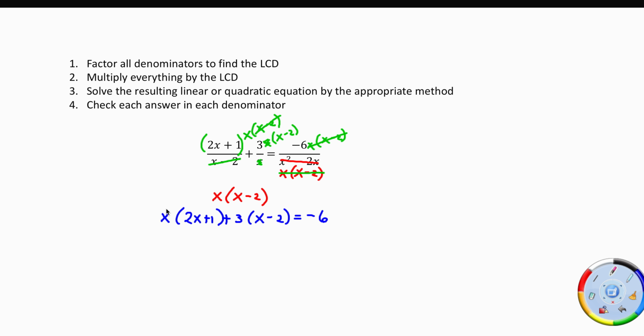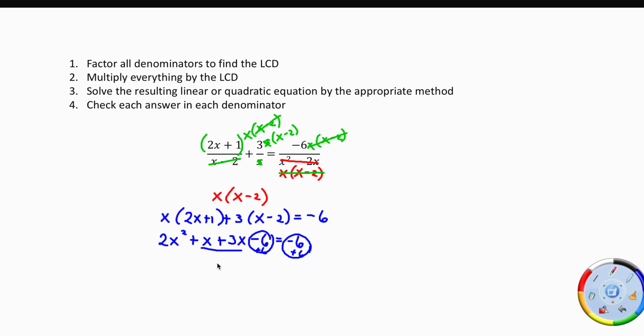Again, I now have an equation without denominators. So getting rid of the parentheses, I have 2x squared plus x plus 3x minus 6 equals negative 6. This time I'm left with a quadratic equation. With a quadratic equation, I'm going to first of all try to factor it, since I notice I can't use the square root method.